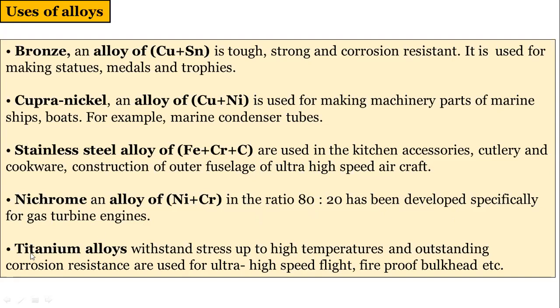Then these titanium alloys are very hard. Titanium is the main metal which can withstand stress up to high temperature. It has outstanding corrosion resistance and is used for ultra high speed flights. It is used for fireproof bulkheads because it is very hard. For bulletproof glass, titanium alloys are also used, remember, because it is very hard.